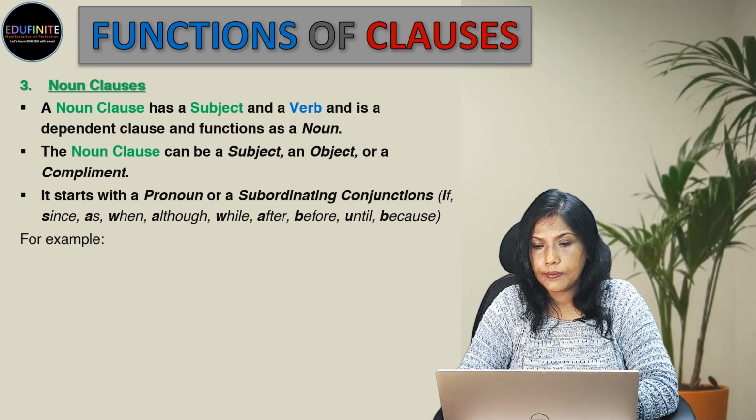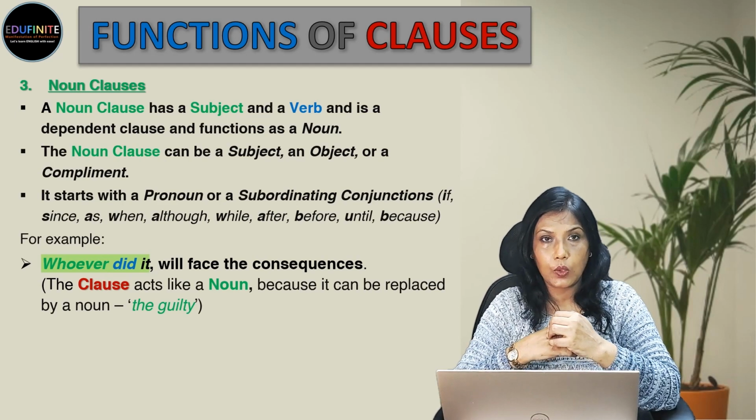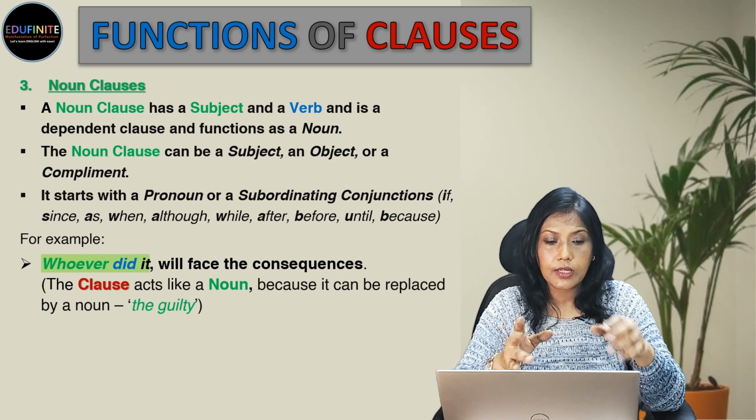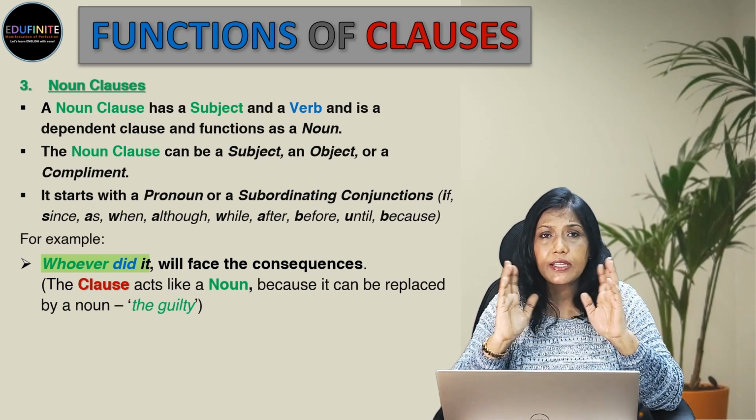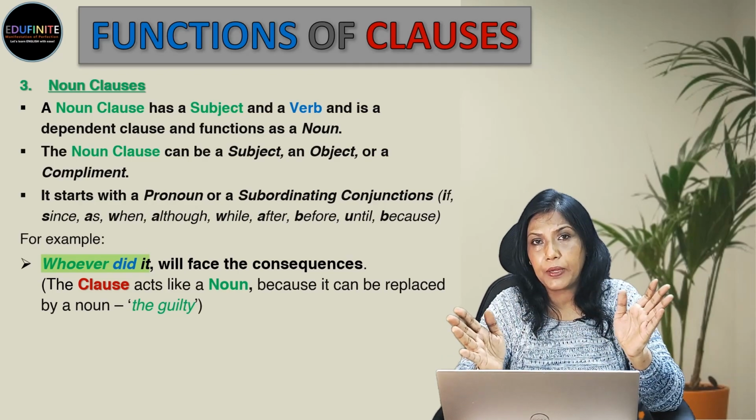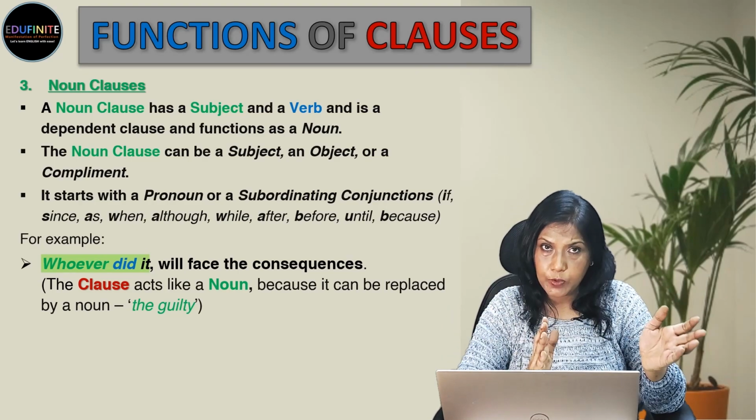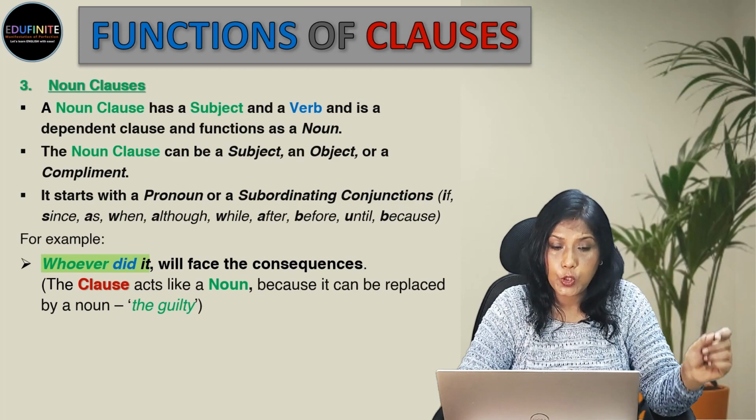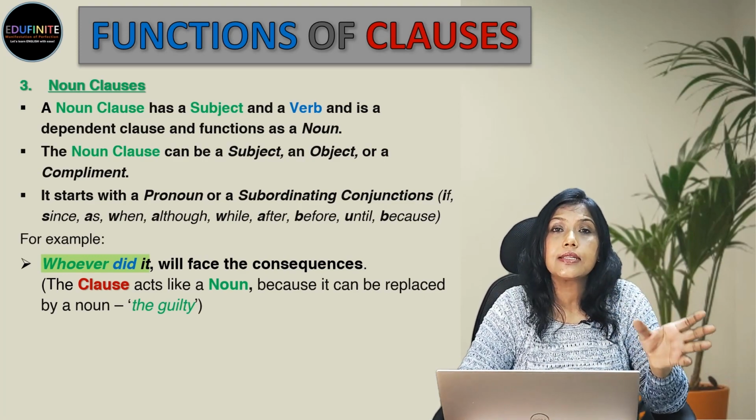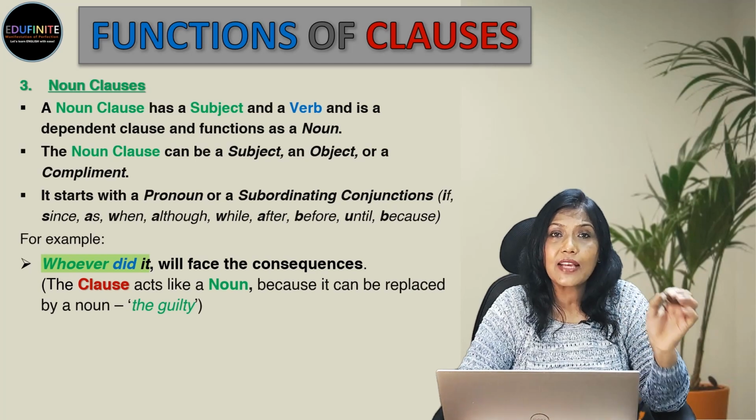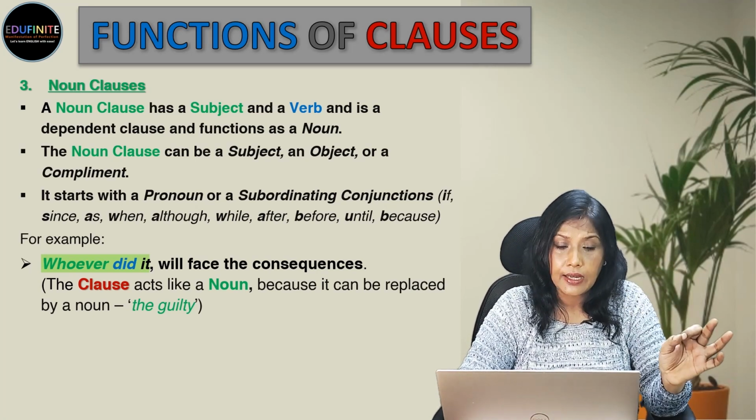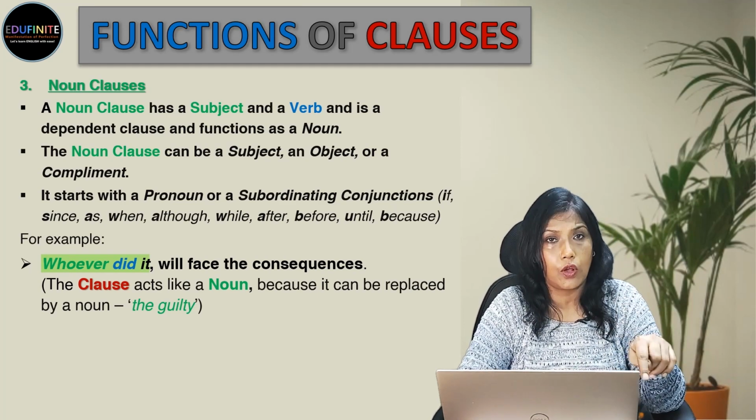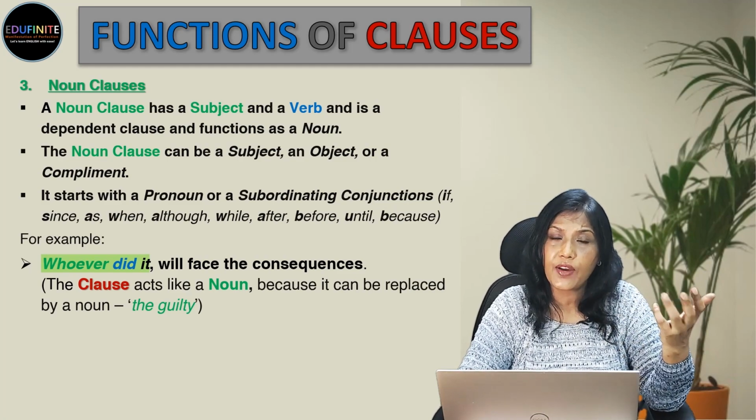Now, for example, whoever did it will face the consequences. So, whoever did it, this is the noun clause. It's beginning with whoever and whoever did it, if you just say naturally, it's not making complete sense. So, this is a dependent clause. It's the subject of the sentence and so it's a noun clause. Whoever is the subject and did is the verb. So, this is a noun clause. Now, if you replace this noun clause by the words the guilty, it still makes sense. This is another way to check whether it is a noun clause or not. You replace it with some noun and if it works fine, then it's a noun clause.